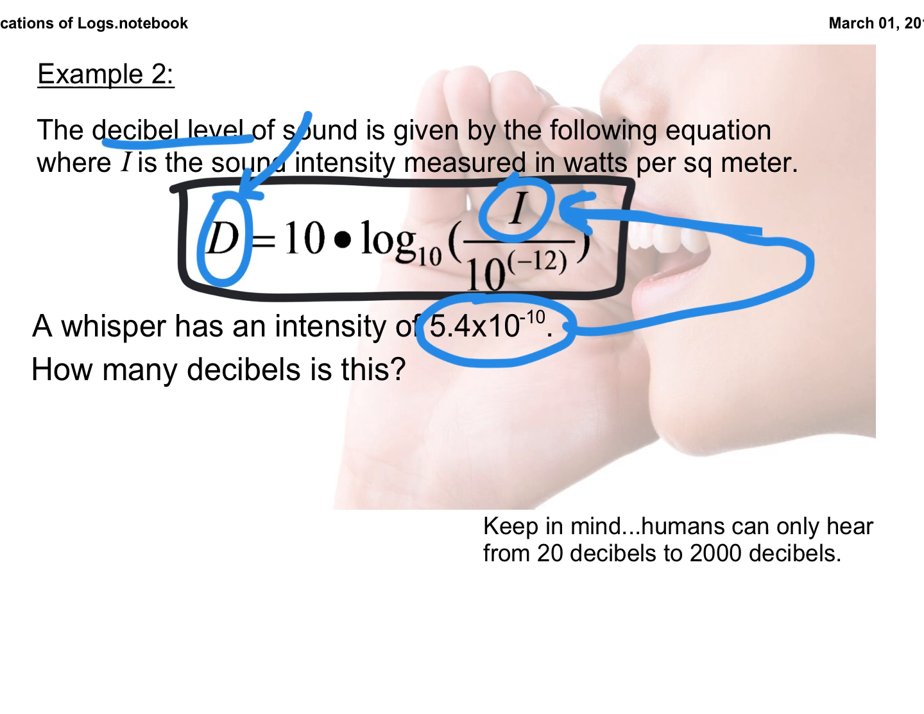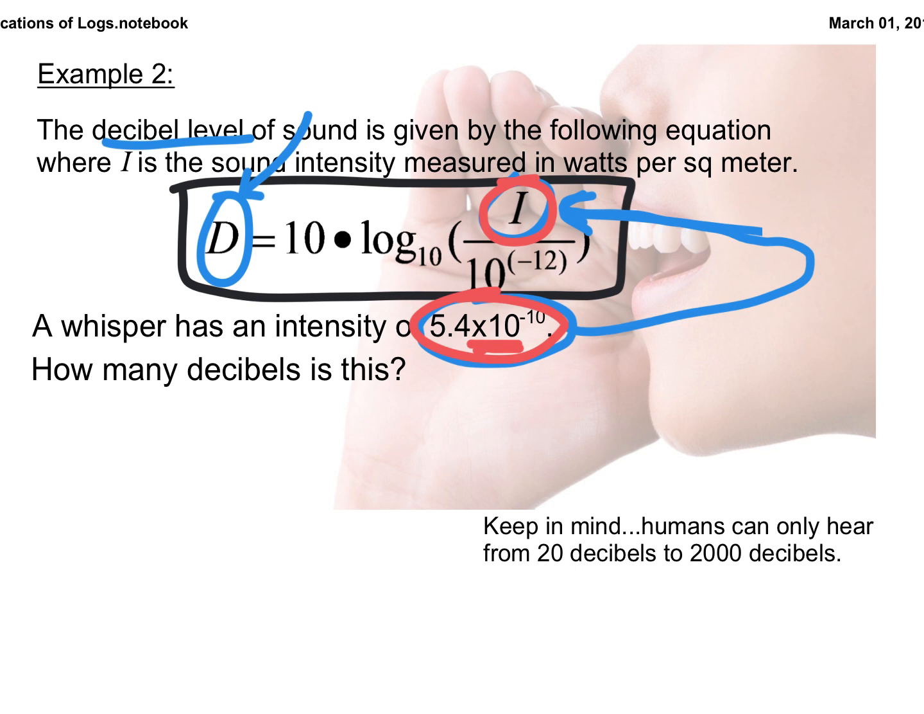Everybody figure out what the decibels would be for that. This is obviously super quiet. It's like a whisper. If you're not sure how to put this in the calculator, the EE button can be used to put in times 10 to a power, or you can just type it times 10 to the power of.